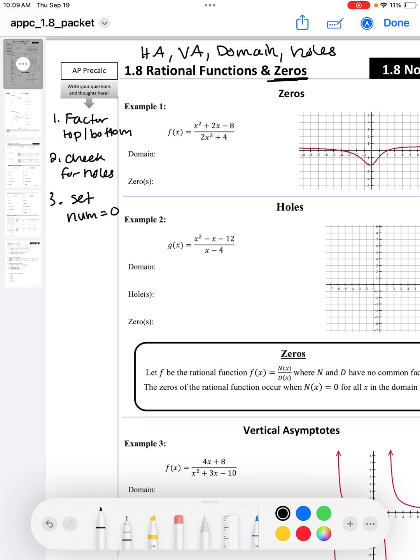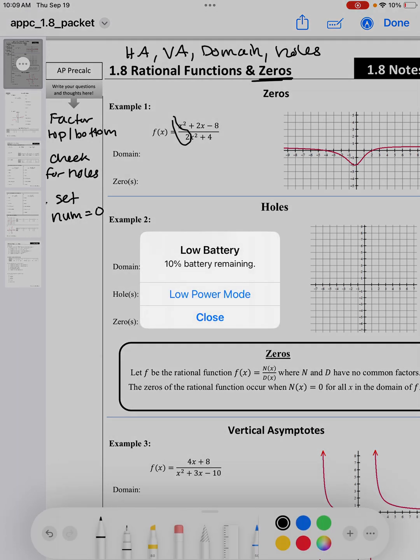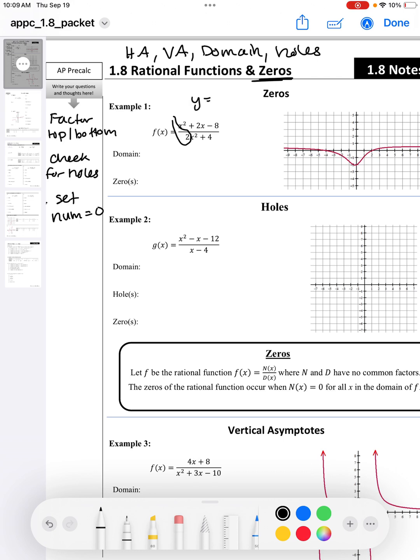Okay, so for example, this one right off the bat, we can tell, let's do a little review. So the horizontal asymptote would be y equals 1/2. And let's see if that looks true. Yeah, it does. Looks like at 1/2 there is a horizontal asymptote. Okay. What's something else we can figure out? Let's go ahead and factor. So the top will be x plus 4, x minus 2.